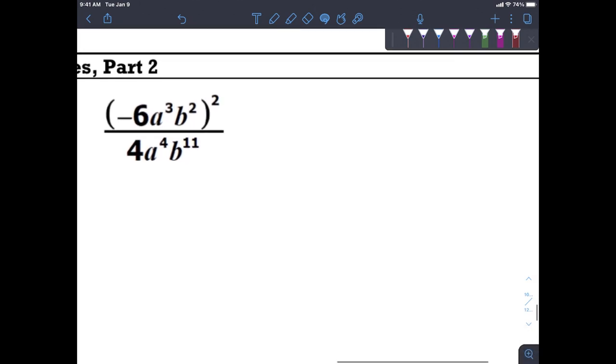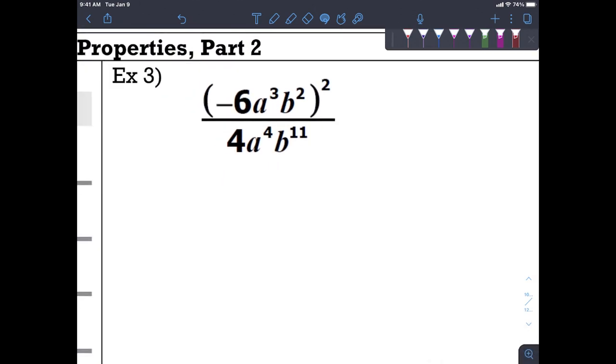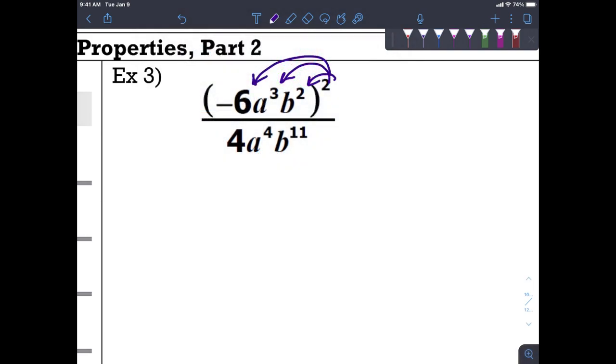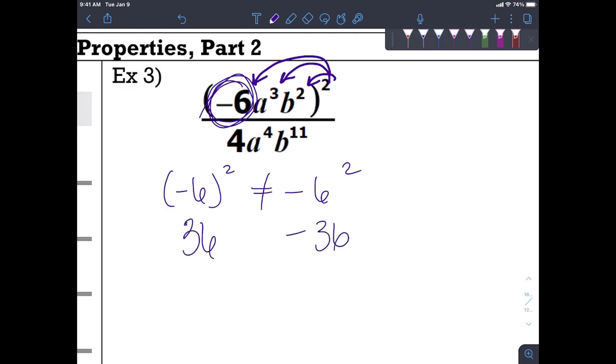Let's move on to our last example. All right, so here again, I see those parentheses. So I'm going to distribute this to each and every exponent I see. Now, just remember, be super careful when dealing with negative numbers, because this is not the same thing as this. If I square it, including the negative, it's going to turn positive. If I just type this, it is going to stay negative. This is correct. This is incorrect.